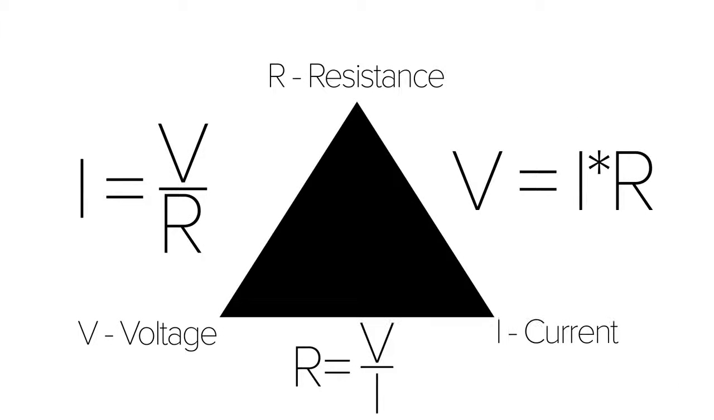There are three different equations that represent Ohm's Law. Each one of these equations only requires two of these variables. The equation we will be using today is I equals V divided by R.